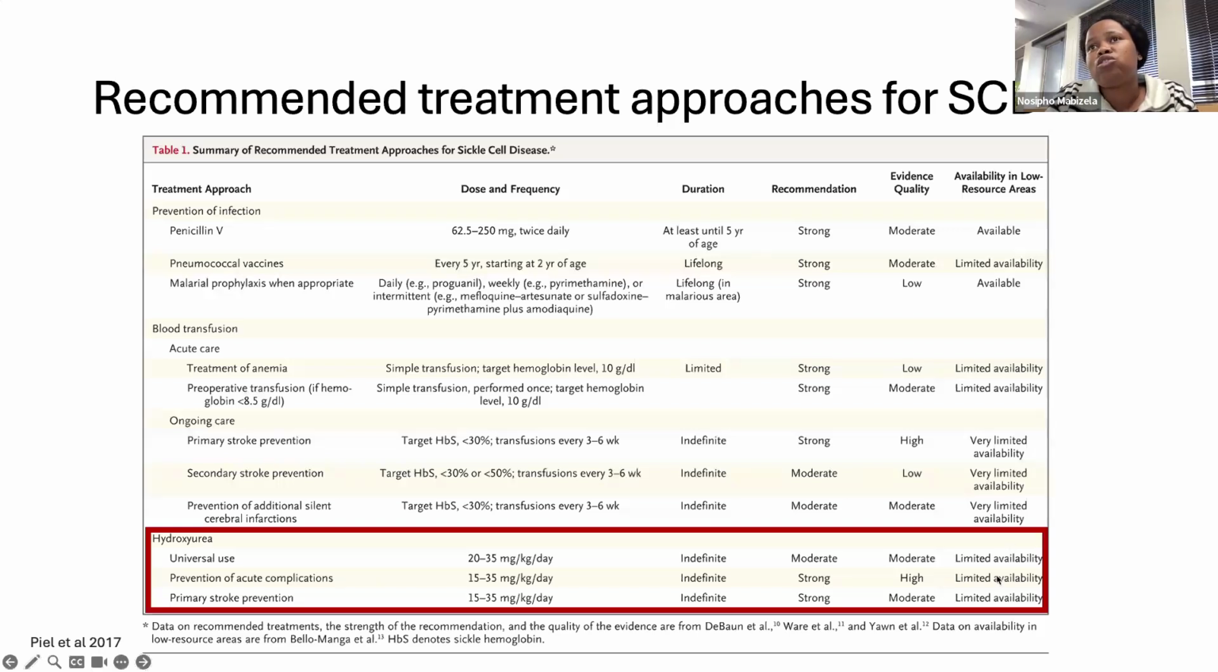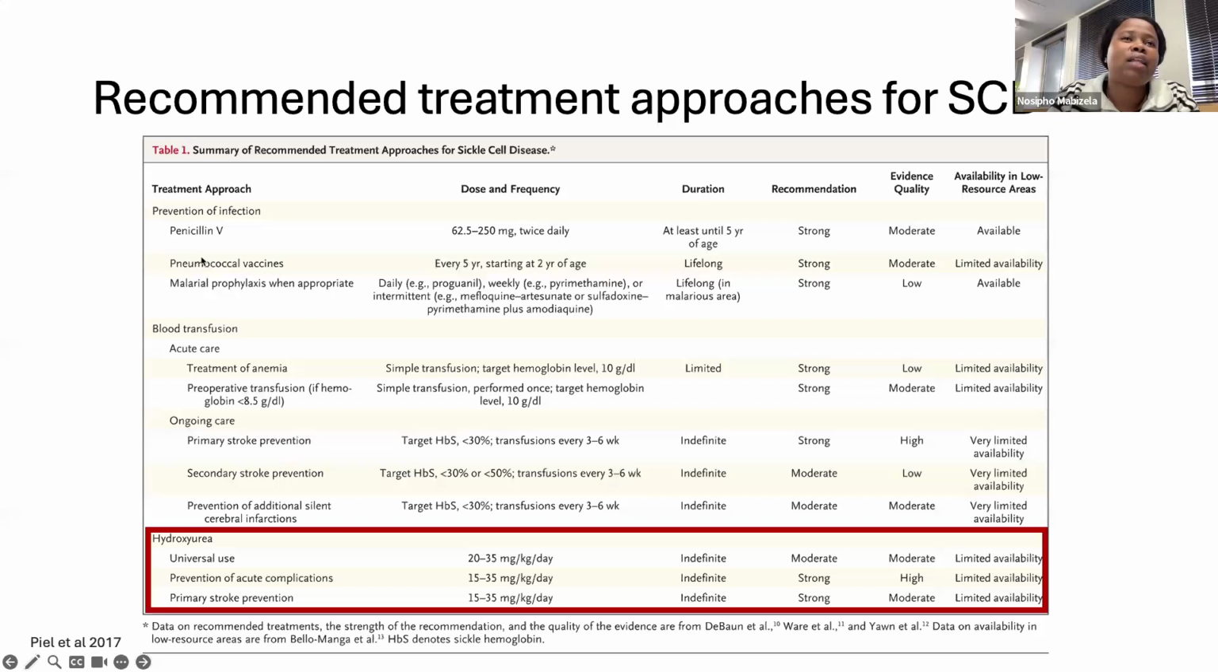But then I want you to pay attention to the availability in low resources, which is the last column. I think it says it's limited availability. In Africa, even though we have a high burden of sickle cell disease, the sickle cell management in Africa is still poor. There's also other medication that these patients take. Remember, I mentioned that they are prone to infection. So they also take penicillin.